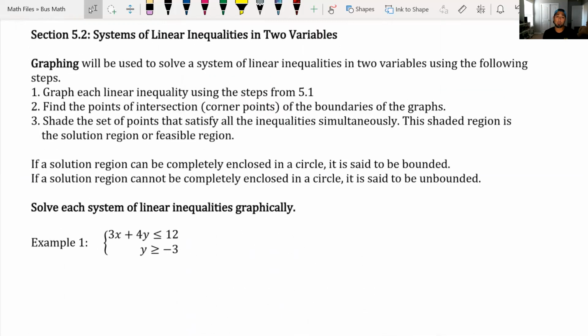In 5.2, we are now going to graph a system of linear inequalities. So we will use the same steps from 5.1, the same exact steps on how to graph, get the X-intercept, get the Y-intercept. Then we are going to find the points of intersection between the two equations. These will be called corner points of the boundaries of the graphs. We will shade the set of points that satisfy all the inequalities simultaneously. The shaded region is called the solution region or feasible region. If a solution region can be completely enclosed in a circle, it is said to be bounded. If a solution region cannot be completely enclosed in a circle, it is said to be unbounded.